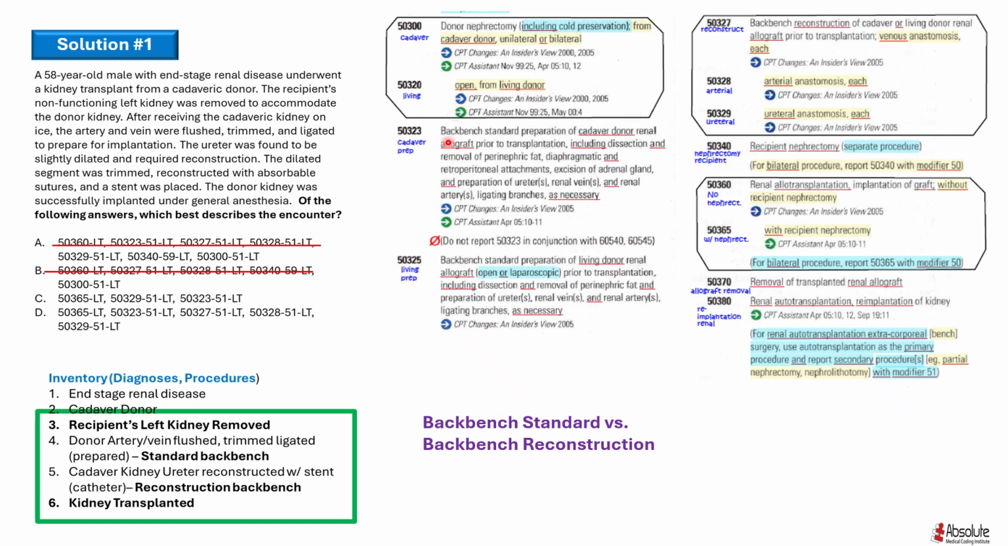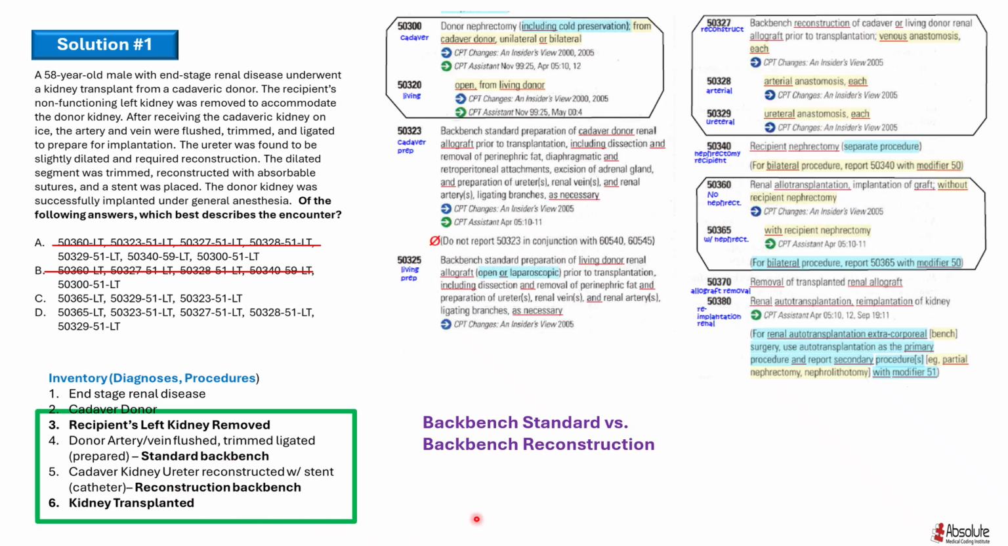Now, let's look at this backbench, just to drive things home. Backbench standard preparation of a cadaver donor renal allograft prior to transplantation includes dissection and removal of perinephritic fat, diaphragmatic and retroperitoneal attachments, excision of adrenal gland, and preparation of ureters, renal veins, and renal arteries, ligating branches as necessary. So we did have preparation of the artery and the vein. And I think we had some ligation, some trimming and preparation. Your key word is preparation. For the reconstruction, your key word is reconstruction or anastomosis.